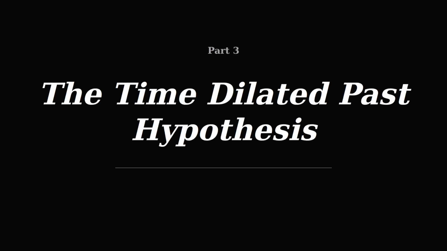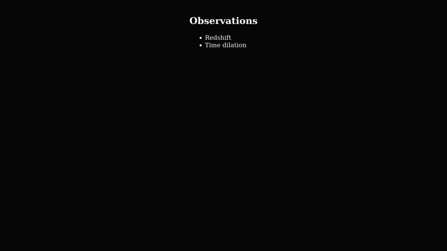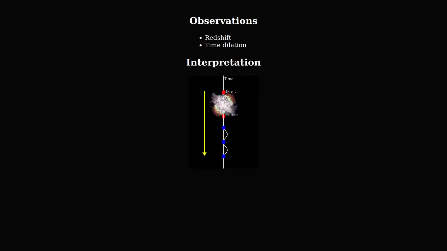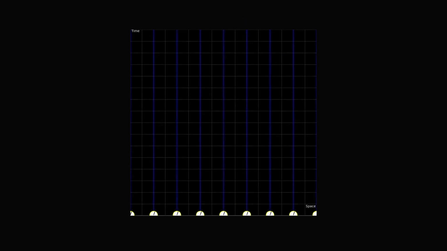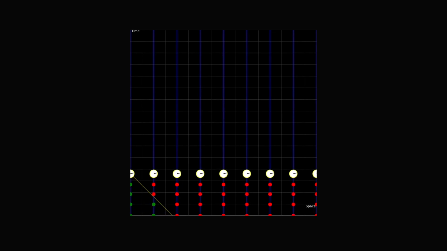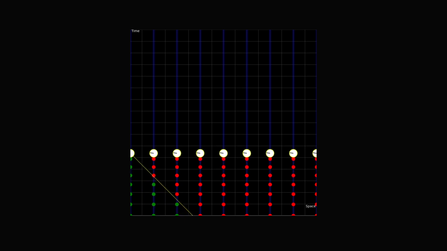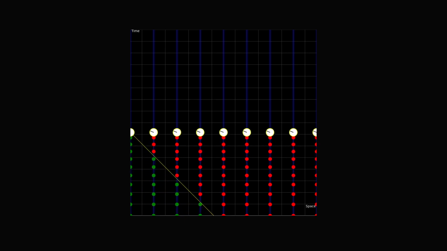So, the time-dilated past hypothesis. If our observations include redshift and time dilation, then we can interpret that as the redshifted light is time-dilated light. And that just leads me to think, well, what if the past is time-dilated? What if time is stretched out? That would mean something like clocks speeding up as they get faster. It's a strange concept, and we'll talk more about that in future videos.